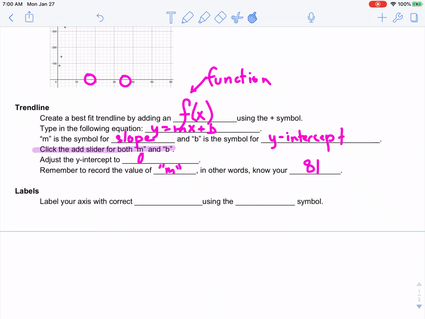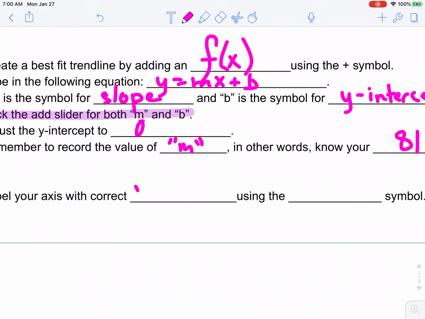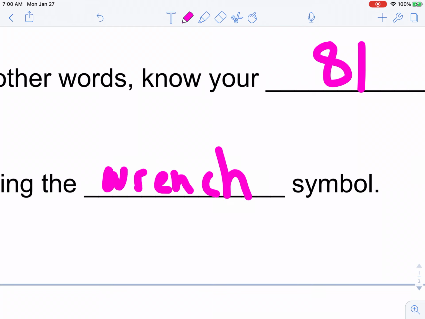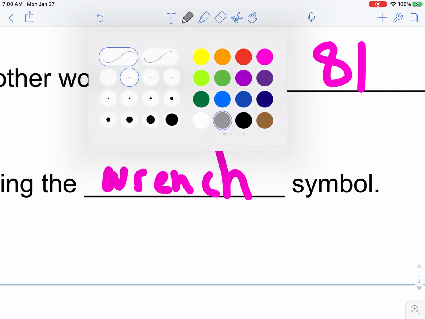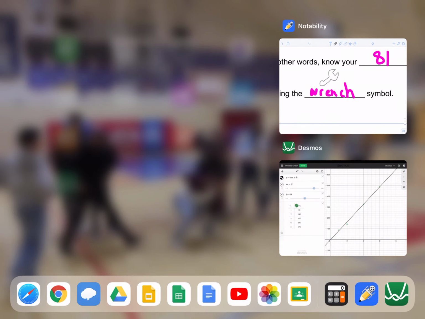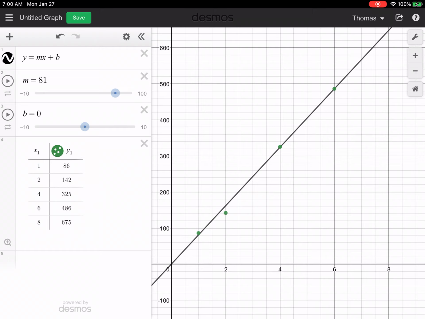Labels. Label your axes with the correct variables using the wrench symbol. Wrench. So there's like some sort of wrench symbol. It's gray. I think that's what it is. Let's go back and check. Using the wrench symbol. Okay. So it's over here on the top right. Bing.